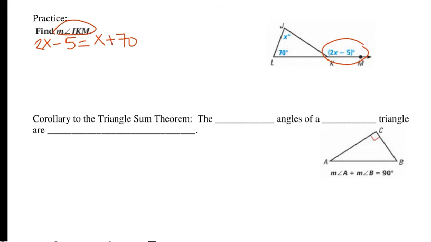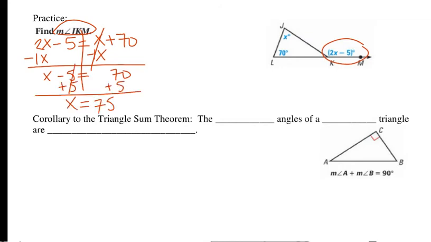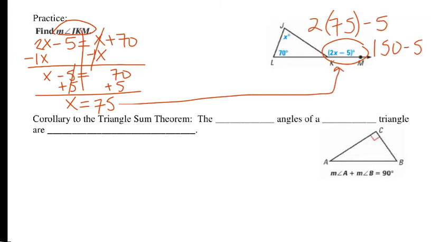Alright, so when you are solving, this is what some of your steps should look like. Next, we have to add 5 to both sides. And I get that x equals 75. So remember, we need to put that back into up here. So we're taking 2 times 75 minus 5. And 2 times 75 gives us 150. 150 minus 5 gives us 145 degrees.